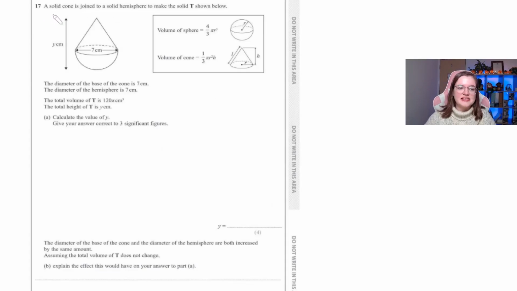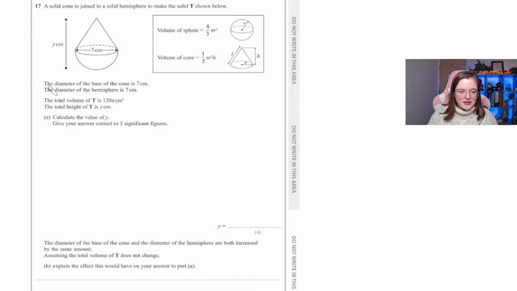Question 17. A solid cone is joined to a solid hemisphere to make the solid T shown below. The diameter of the base of the cone is 7, the diameter of the hemisphere is 7. The total volume of T is 120 pi, the total height of T is y. Calculate the value of y.